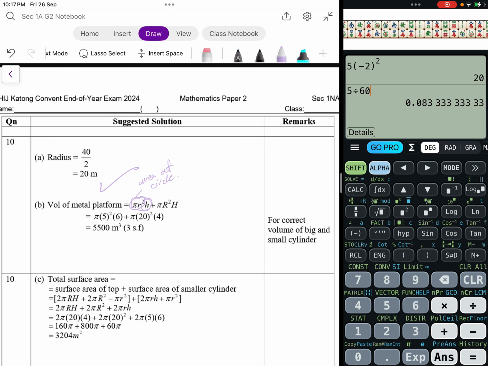Okay, multiply by height, give you volume. So the first one, the bigger one, your radius is 20, right? So it's pi 20 square times 4. This is the volume of the disc.